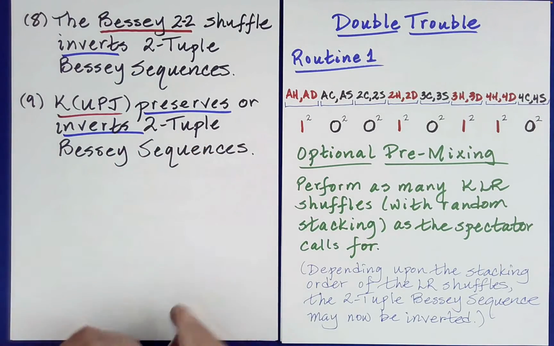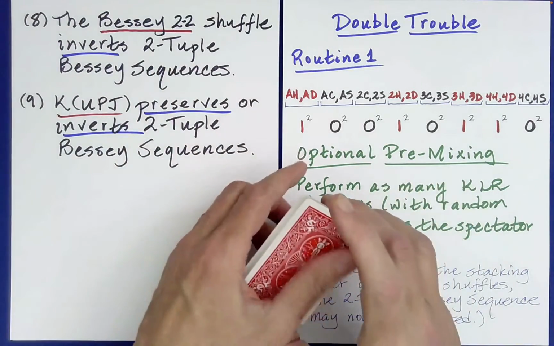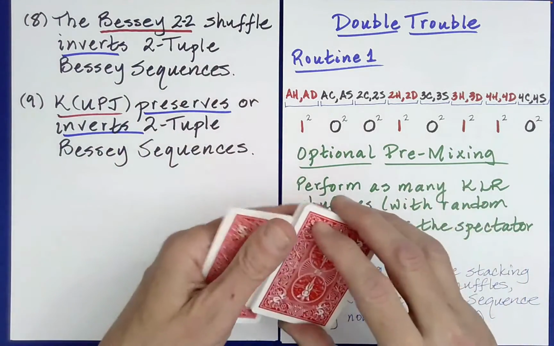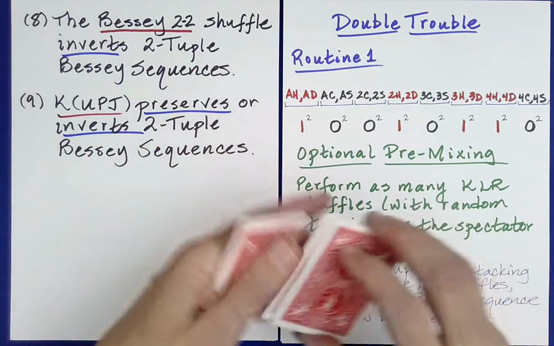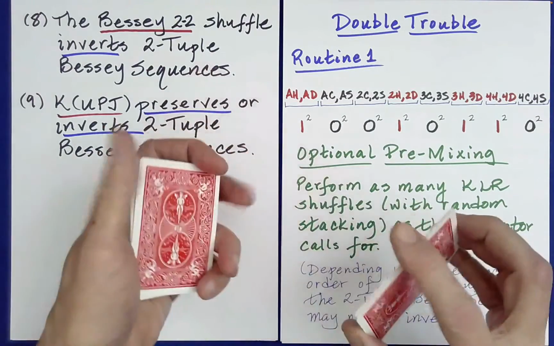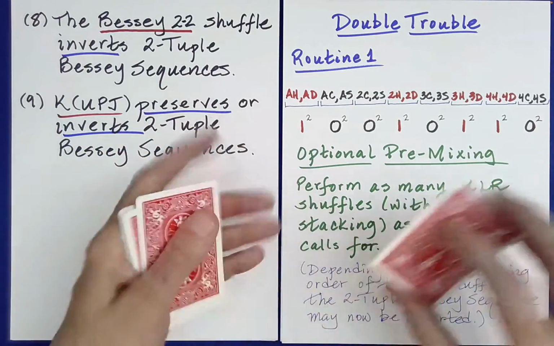What we just showed you a minute ago over here is that we can do a Bessey 2-2. Why don't we do one of those? This will actually invert it, which is fine. So you go 1, 2, like that. 1, 2 from the bottom, 2 from the top, 2 from the bottom, 2 from the top, 2 from the bottom, 2 from the top, 2 from the bottom.